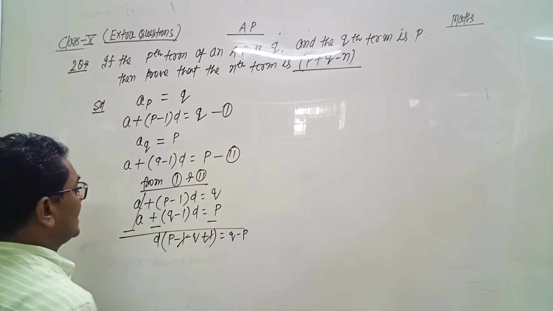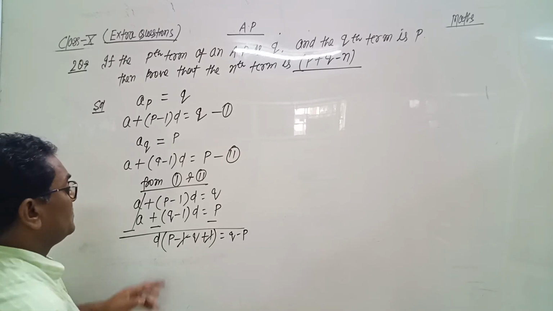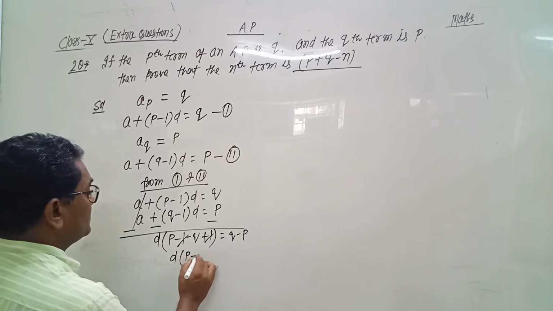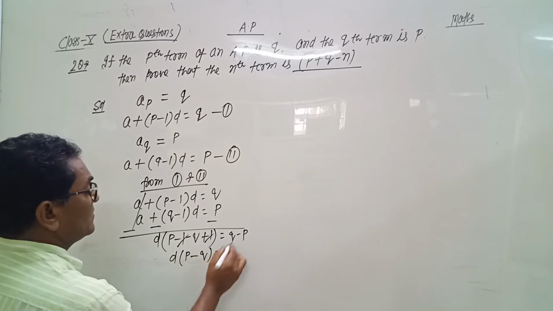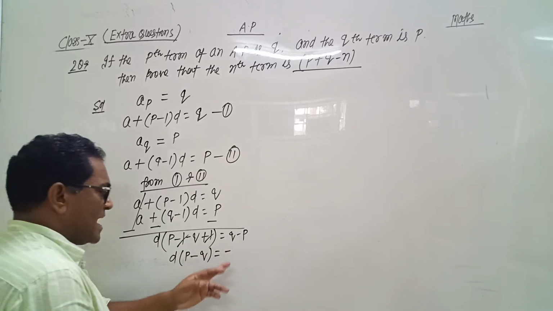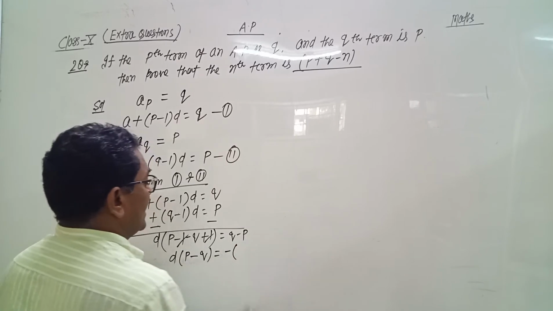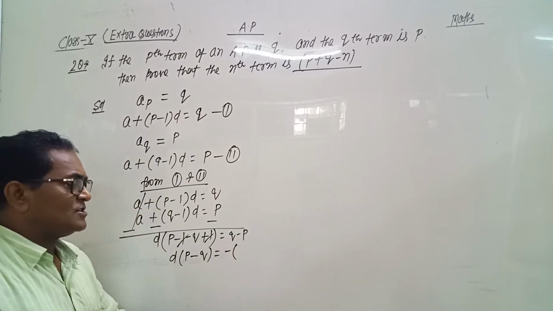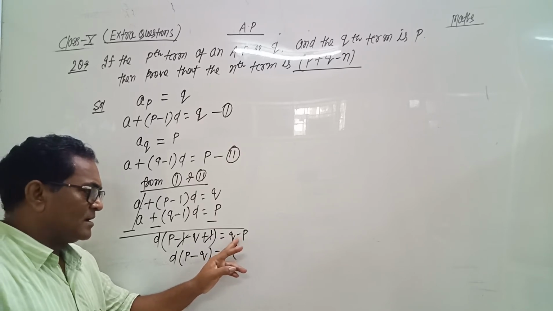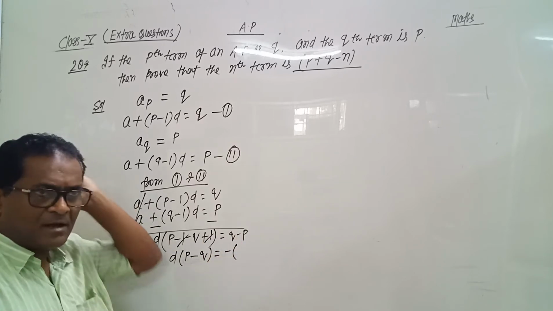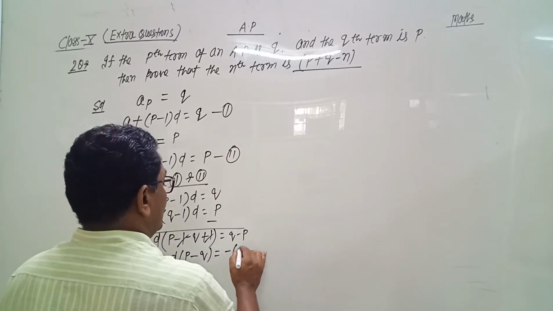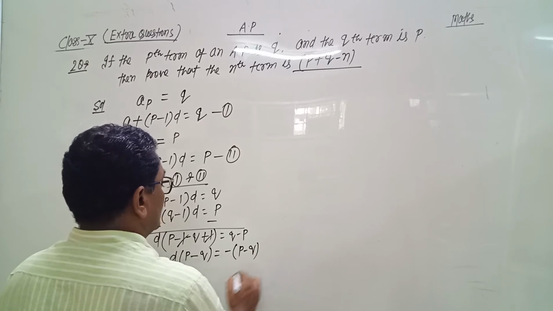Minus 1 plus 1 cancelled, and from P minus Q we write D into P minus Q, and from these two terms we take minus H common. So when minus is taken common, their sign gets changed. When we take minus H common, the term containing minus becomes positive and the term containing positive becomes negative. So it becomes P minus Q.